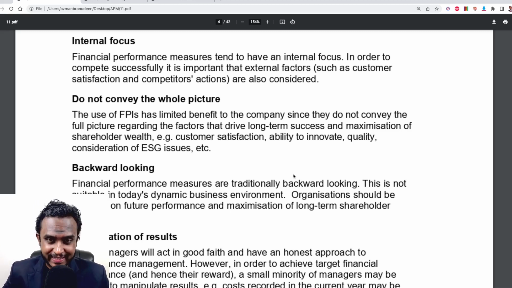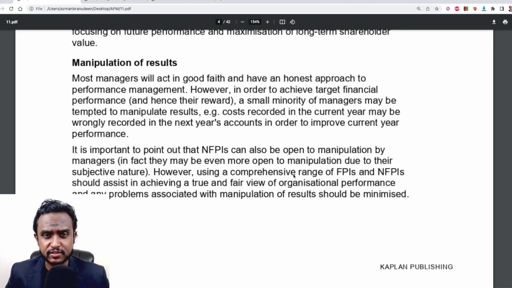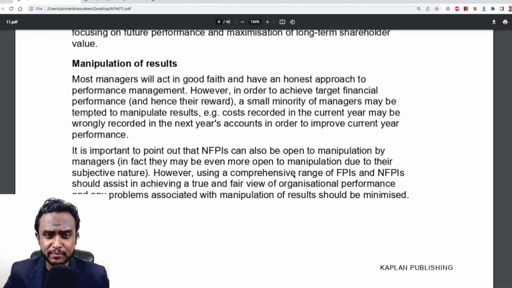And the other thing is that financial performance means you're only looking at one aspect. Performance doesn't necessarily mean financial alone. There's non-financial performance as well. So isn't it fair, isn't it the right thing, to look at both aspects? If you only look at financial performance, you're only looking at half or even less of the picture. Then there is manipulation of results. This is the biggest concern with financial performance, and this is what the world has been exposed to the most since the 1920s, since the Great Depression.